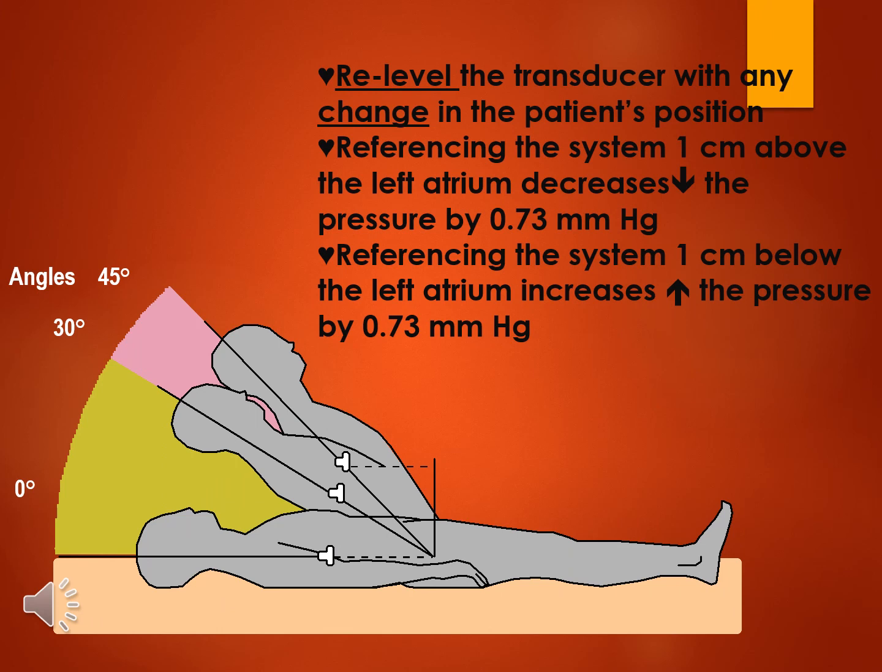This just shows us that anytime we change positions on our patient, we need to re-level the transducer to make sure we have accurate readings. If we have a reference system 1 centimeter above the left atrium, it's going to decrease our pressures by 0.73 millimeters of mercury. If we have referencing the system 1 centimeter below the atrium, it's going to increase our pressures by 0.73 millimeters of mercury. And again, we will have that explained a little bit better next week.